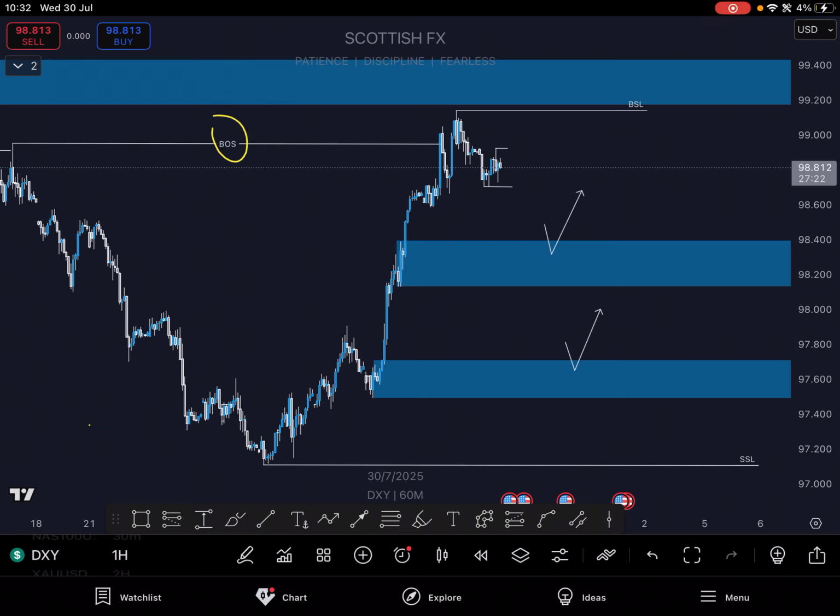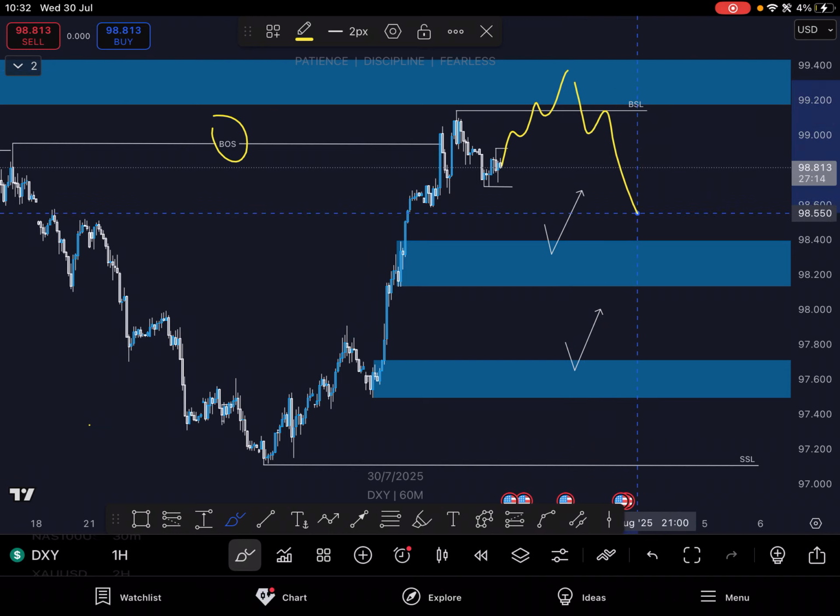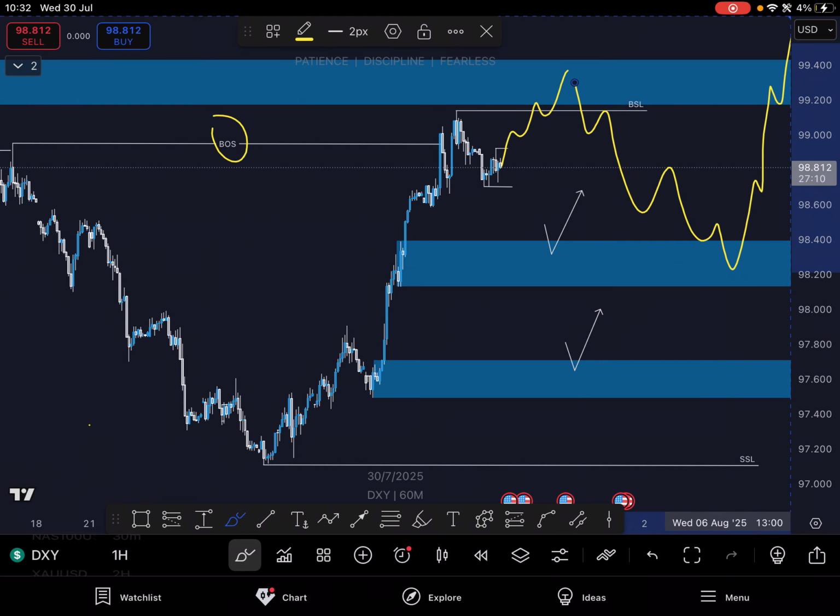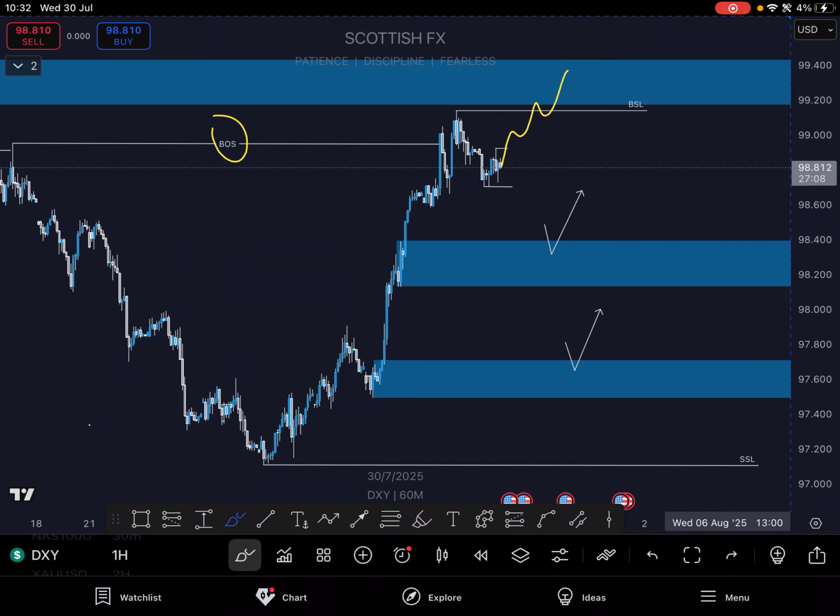Okay, for example, if the price still continues from here, we get toward this order block. I'm expecting this order block to be respected, and then this price starting to create a reversal toward the downside, and then we can see a continuation toward the upside if the US dollar still has value.